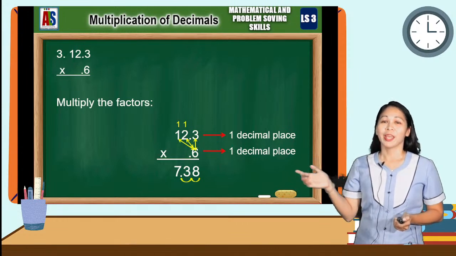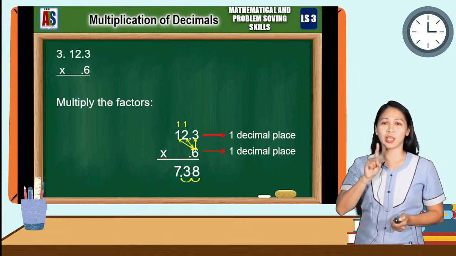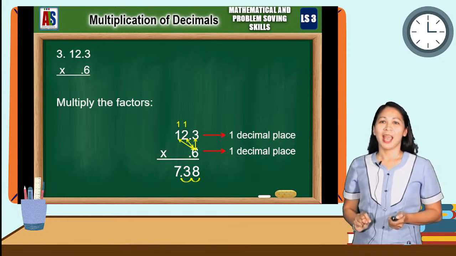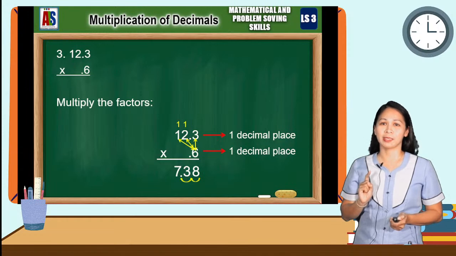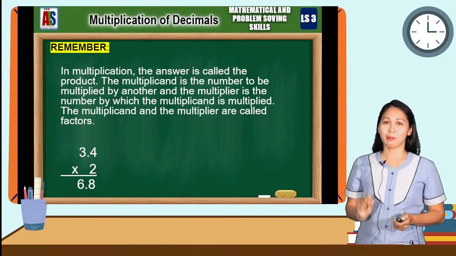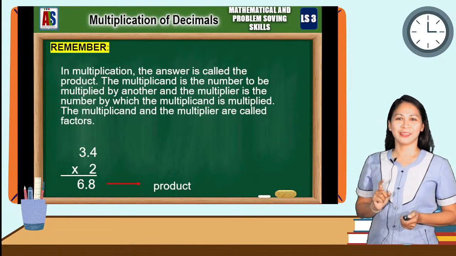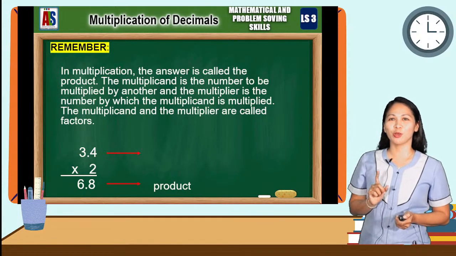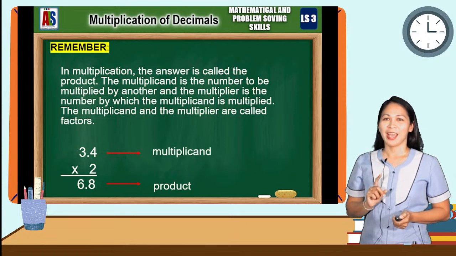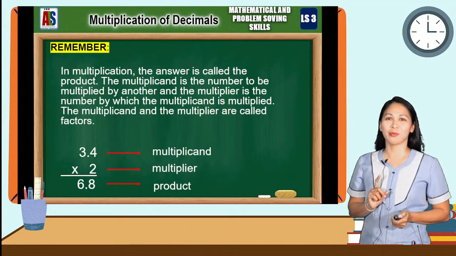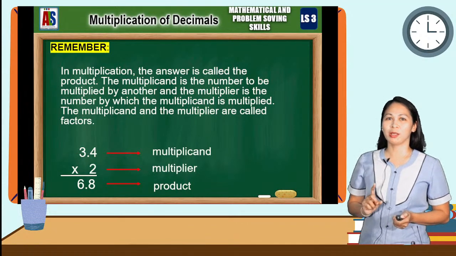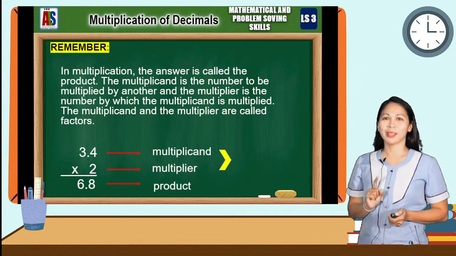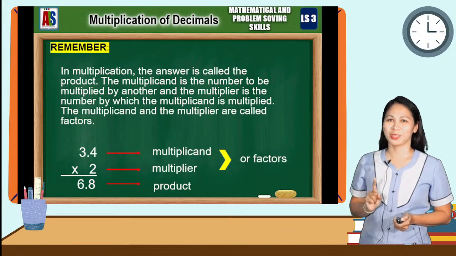Did you get all the correct answer? Very good. If not, don't worry. Just keep on practicing for you to master the process. And always remember this, that in multiplication, the answer is called the product. The multiplicand is the number to be multiplied by another, and the multiplier is the number by which the multiplicand is multiplied. The multiplicand and the multiplier are called factors.